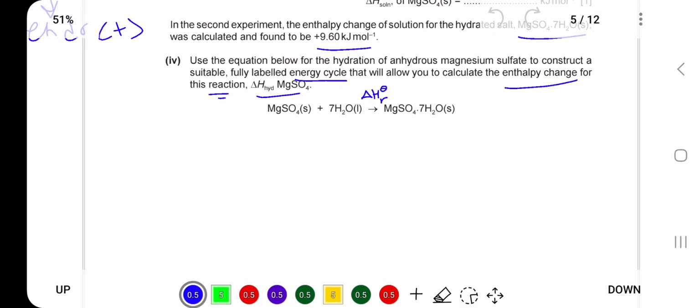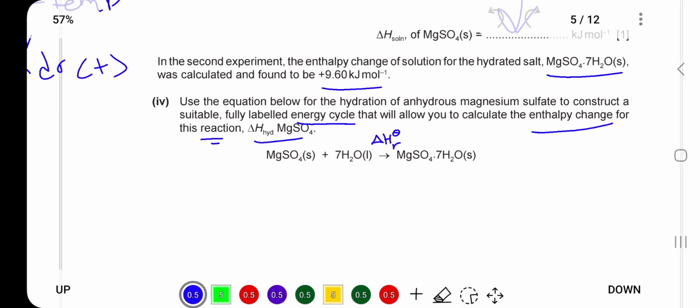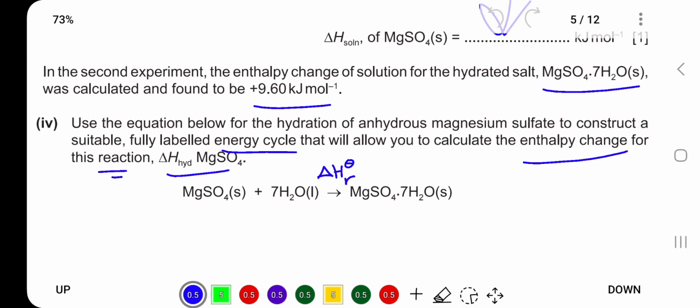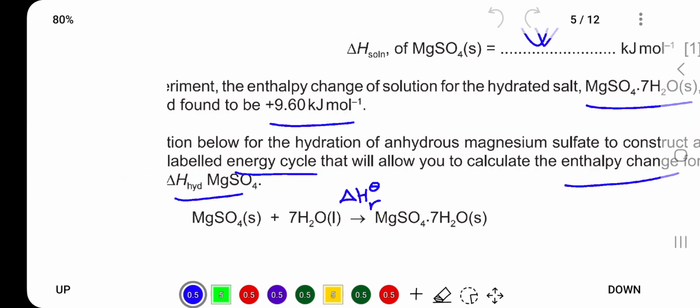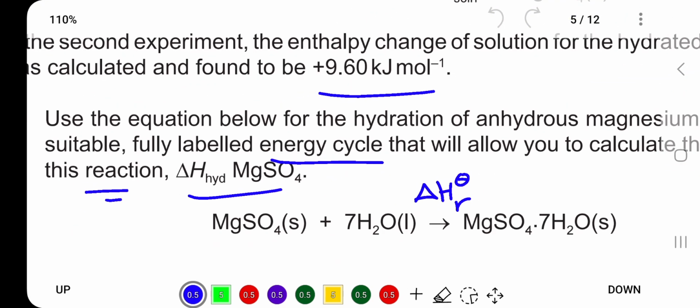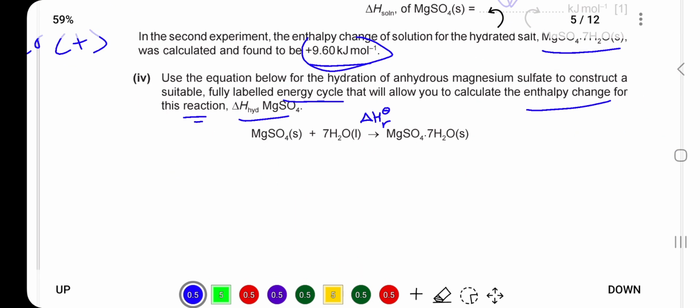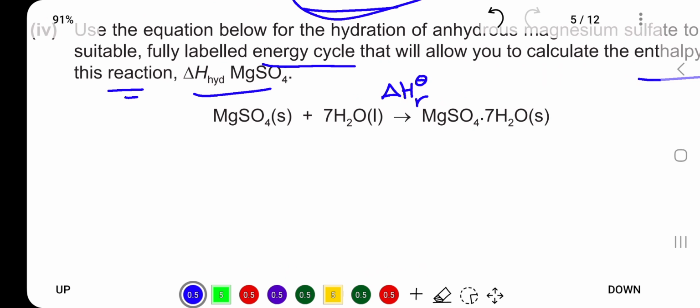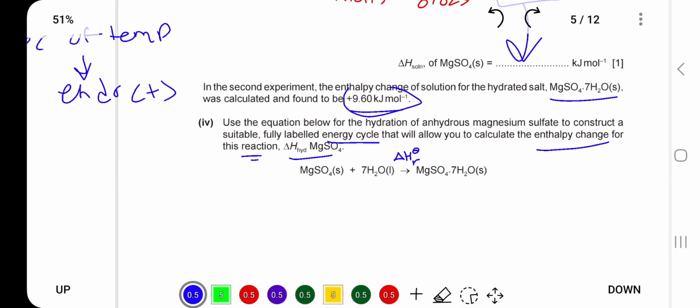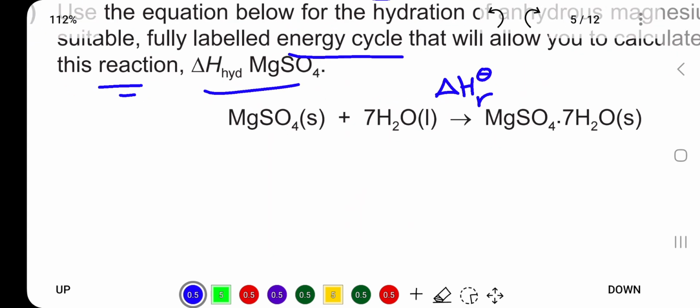Alright, so basically here they gave you the enthalpy change of solution for the hydrated MgSO4, so you should know this. Alright, so we need to construct an energy cycle, so basically you want to put something here so you could put the values. So we need something that will bind this side and this side, so we will be able to construct a cycle. So let's check MgSO4 plus 7 H2O.